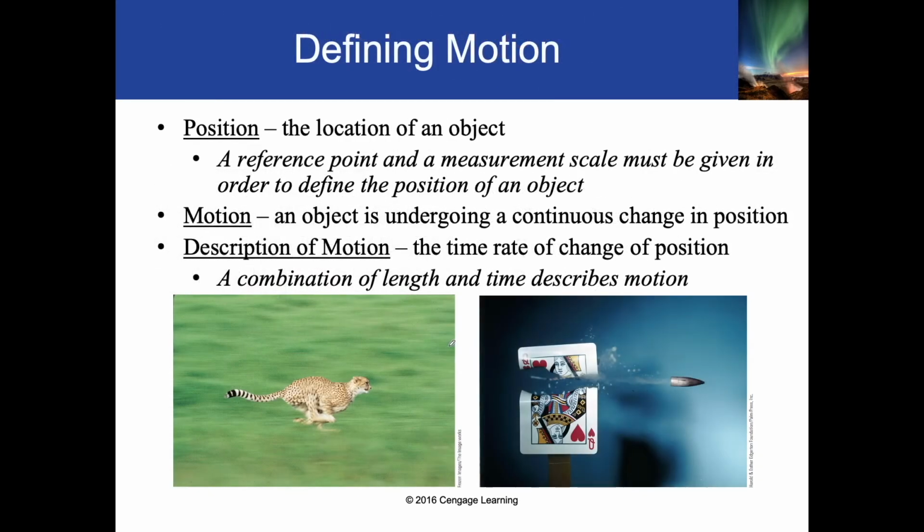All right, so let's define motion. Motion really is an object that is undergoing continuous change in position. Of course, the position is the location of an object. And so we can actually describe motion as a time rate of change of position. For example, we can describe the motion of this cheetah going at a certain miles per hour, or this bullet flying through this playing card, as also a rate of motion.